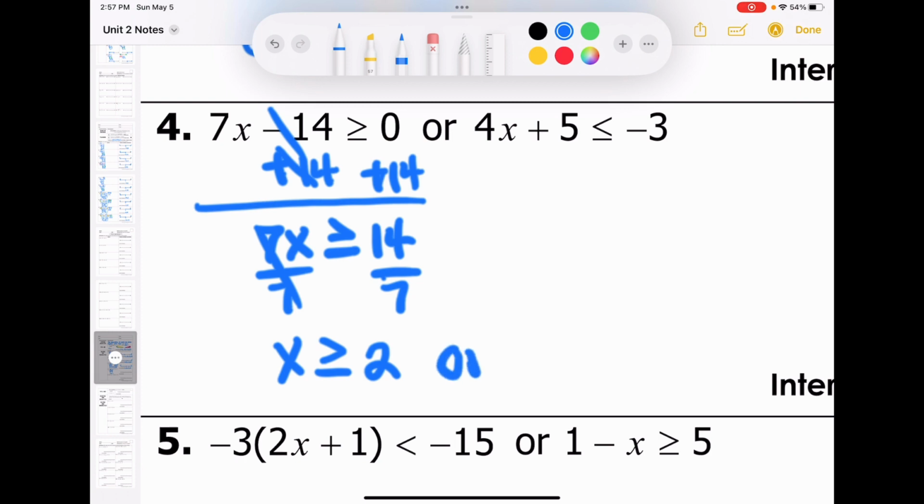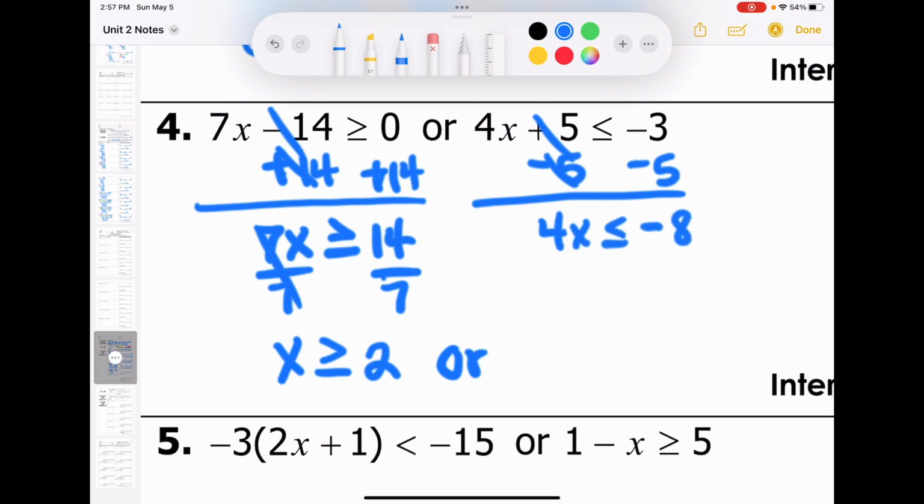All right, for the next one, I have 4x plus 5 is less than or equal to negative 3. So I need to get that 4x by itself. So I'm going to subtract 5 from both sides since it's positive. And negative 3 minus 5 is negative 8. And then lastly, to get x by itself, I need to divide both sides by 4. So x is less than or equal to negative 2.